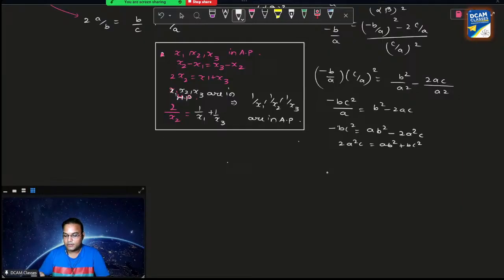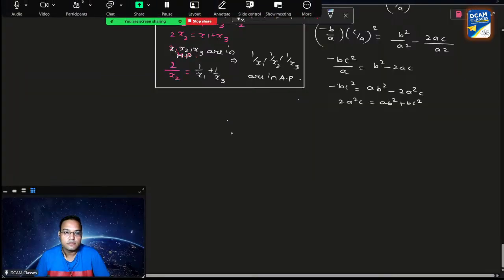Because HP is not that tough, you just have to take their reciprocals and solve it like AP. Don't know why they have removed this from the JEE syllabus.